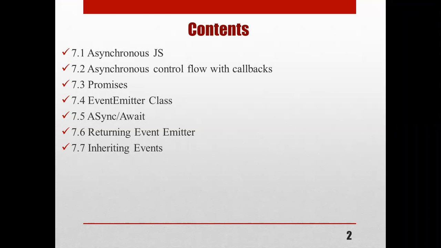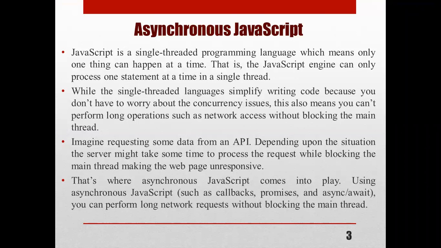So first we will see asynchronous JS and asynchronous control flow with callbacks. We'll start with asynchronous JavaScript. JavaScript is a single threaded programming language, which means only one thing can happen at a time. In the first chapter we have seen that JavaScript is single threaded. So that's why it can execute only one thread at a time.